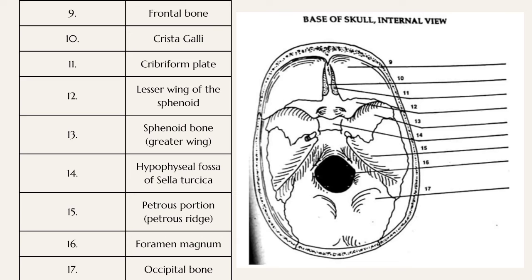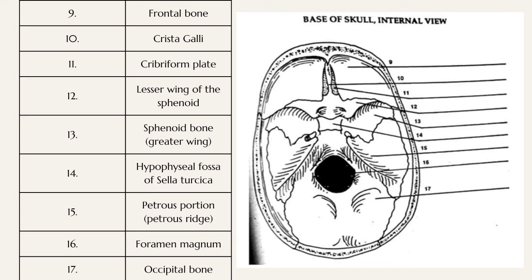Number 11 is the cribriform plate. The cribriform plate is perforated by olfactory foramina, which allow for the passage of the olfactory nerves to the roof of the nasal cavity. This conveys information from the smell receptors to the brain.